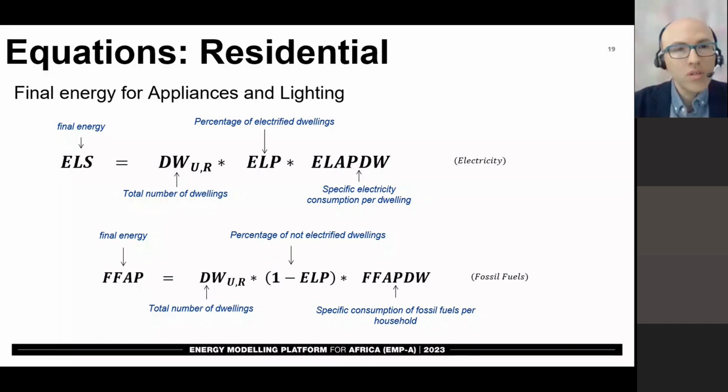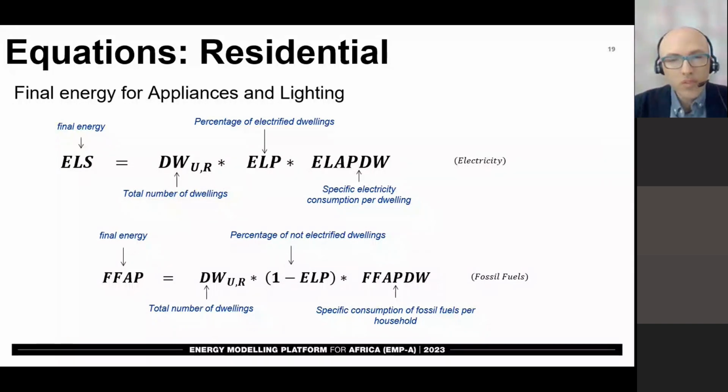For appliances and lighting, the demand is expressed in final energy. There is no energy efficiency parameter in the equation, but we will consider here the percentage of electrified dwellings, so that the final electricity demand will be the total number of dwellings multiplied by the percentage of electrified dwellings, and this is multiplied by the specific electricity consumption per dwelling.